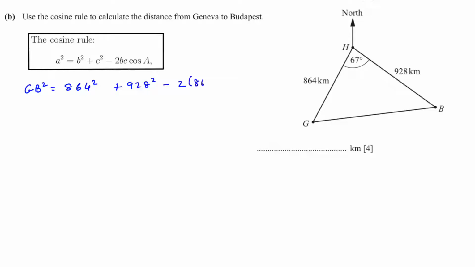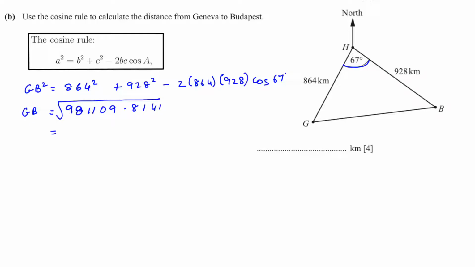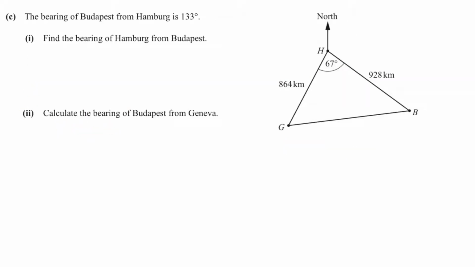Minus 2 times 864 times 928 cos the angle, which is 67. You can put the entire thing in the calculator and we will get 9981109.8141. We want not the square, we want GB. So square root this answer and we'll be left with 990.5 kilometers. You can round it to 1 decimal place or 3 significant figures.